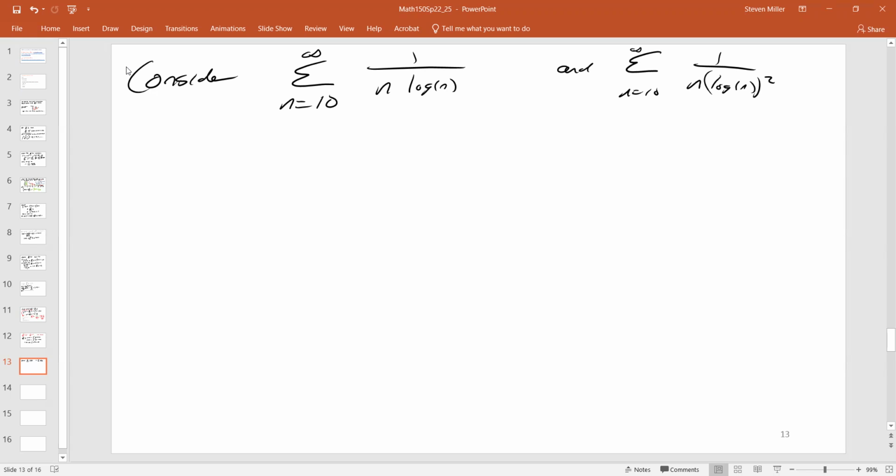Any thoughts about what function I should use? What function should I try? 1 over x log x. And for the other, the convergence of the sum depends entirely on these integrals. Why do you think I'm starting at 10 and not at 1? But I only care about if it converges or diverges. Why don't I want to start at some point?